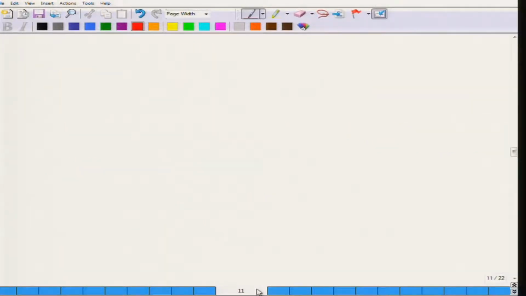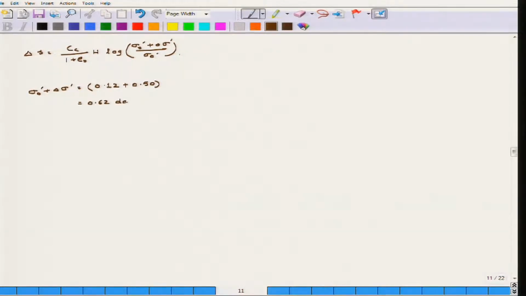So, just referring back, like the previous problem, to the original definition of consolidation, delta S is equal to Cc by 1 plus e naught into H into log of (sigma naught dash plus del sigma dash) by sigma naught dash. So what is the value of sigma naught dash plus del sigma dash? Sigma naught dash is 0.12, so 0.12 plus del sigma dash, which is 0.50. Adding both of them we get 0.62 daN per centimeter square.